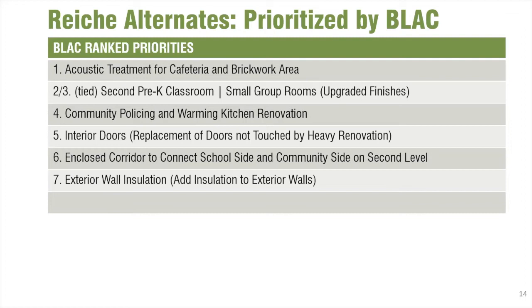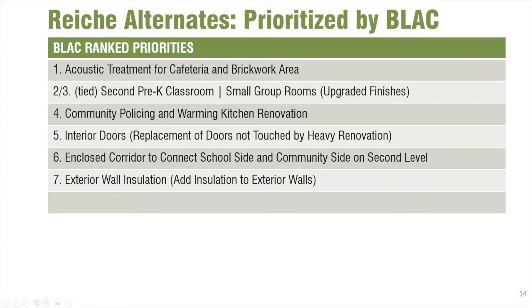The fifth was interior doors. So there's a small amount of doors that will not be upgraded through the areas that we're constructing new walls and doors. And so the replacement of those doors is something that came in at number 5. Number 6 was the enclosed corridor to connect the school side to the community side on that second level. So we had seen that in the floor plan.